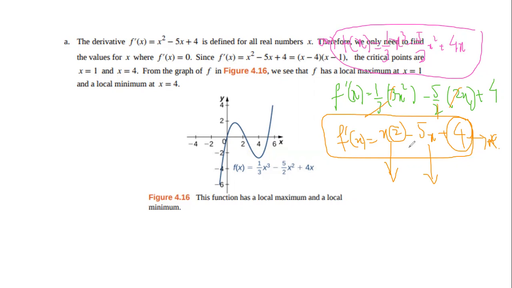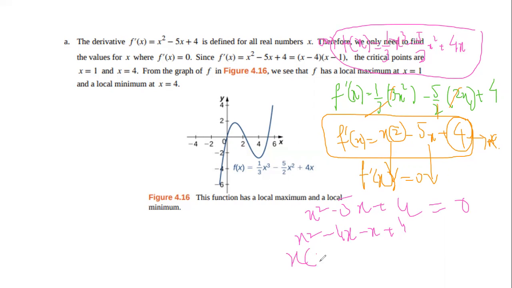Now I set this derivative equal to 0. The next step is to find the values of x by middle-term break or the quadratic formula. So x squared minus 5x plus 4 equals 0, which is x squared minus 4x minus x plus 4. So it will be x into x minus 4, minus 1 into x minus 4.